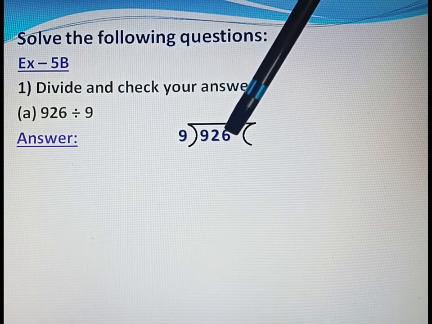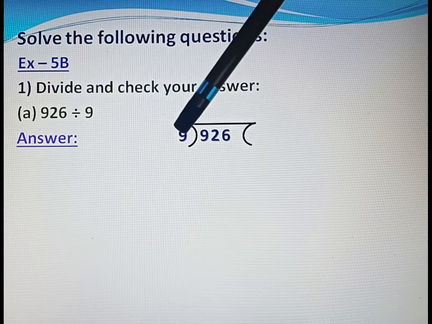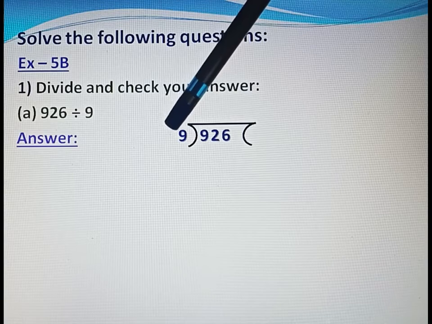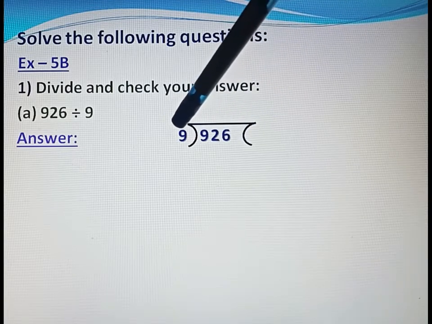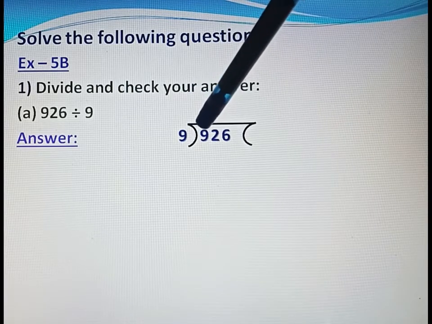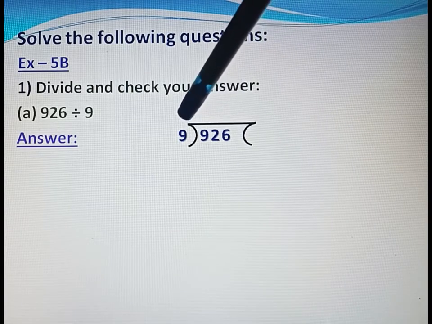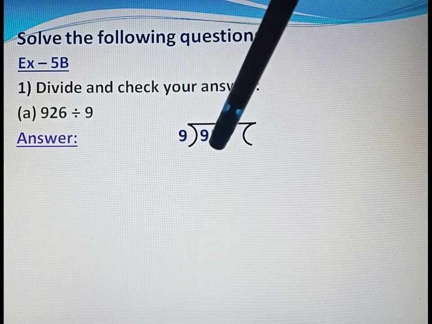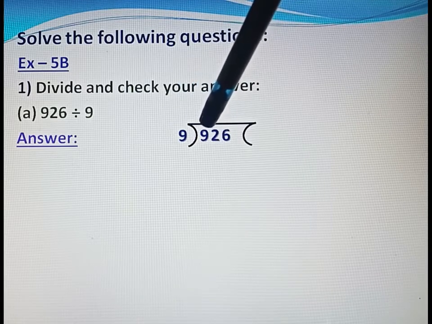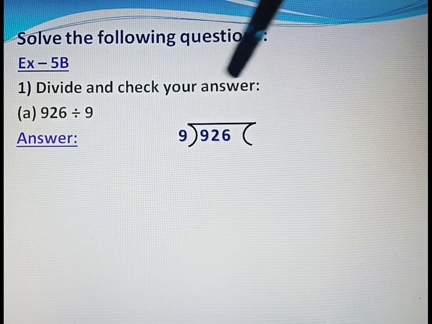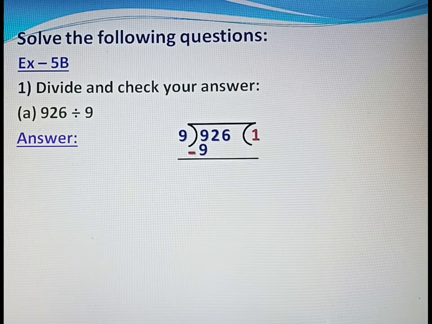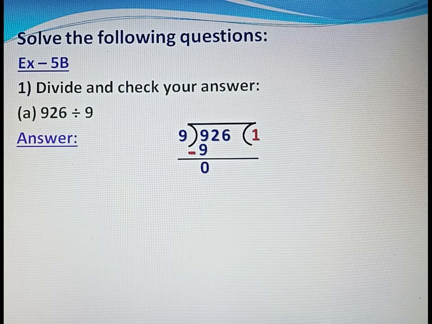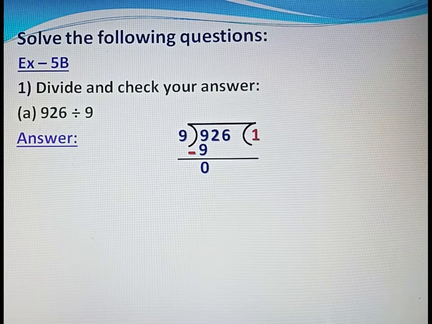926 is dividend, so we have written here, and 9 is divisor, so we have written on left side. Now see, 1 digit divisor it is 9, so we will take 1 digit in dividend. 9, we will multiply this 9 so that it is equal to 9 or less than 9. It should not be greater than 9. We will multiply 9 by 1. 9 1s are 9, and then we will do subtraction. 9 minus 9, 0, and then we will take next number, that is 2.